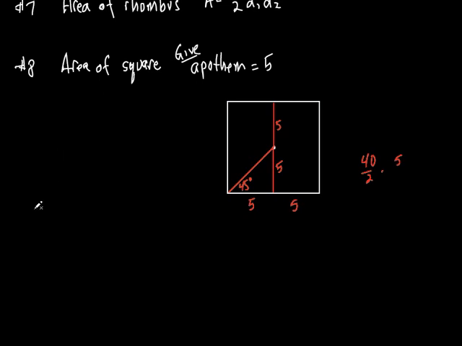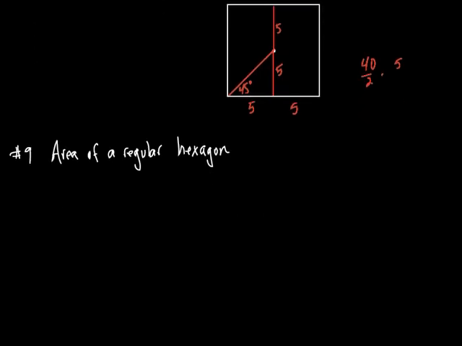Number 9. They ask you to find the area of a regular hexagon. Now, you don't have a specific formula for a hexagon, but you do have a formula for any regular polygon. And we mentioned it once already up here, but let's do it now for the first time. What is it? 1/2 times the perimeter times the apothem, okay?